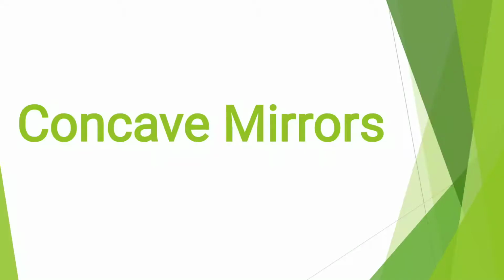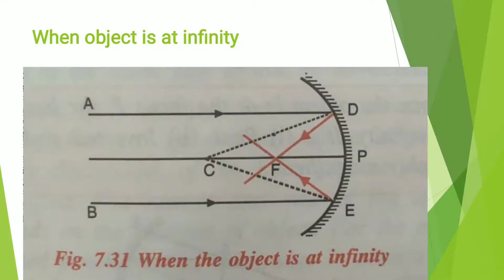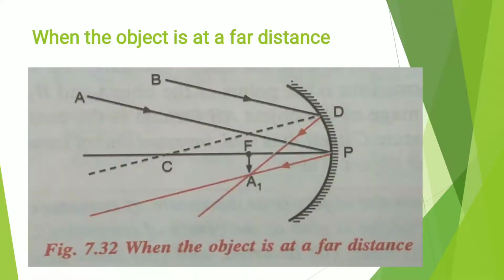Let us see some of the cases of image formation for concave mirrors. First case, when the object is placed at infinity. The image is at the focus F. It is real, inverted and diminished to a point. In the second case, when the object is at a very far distance, the image is in the focal plane of the mirror. It is real, inverted and highly diminished.